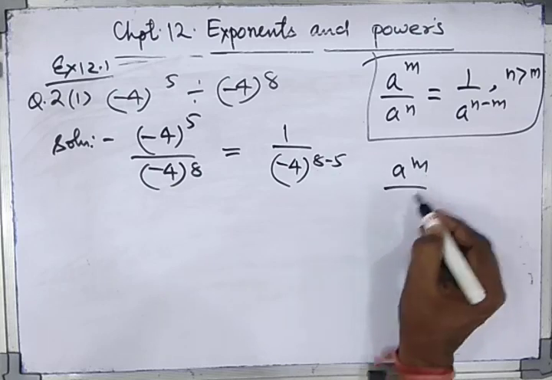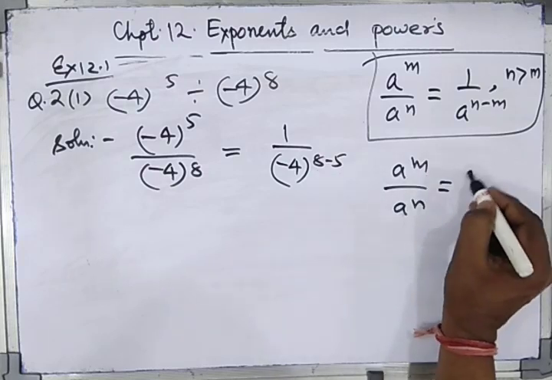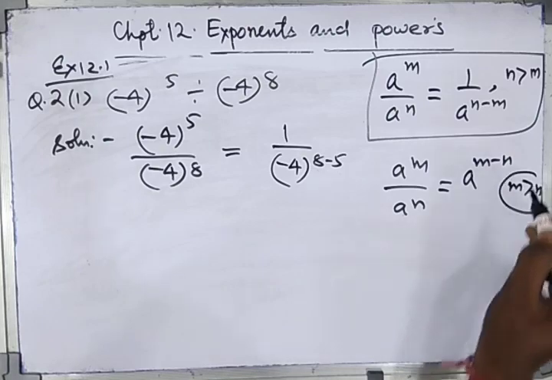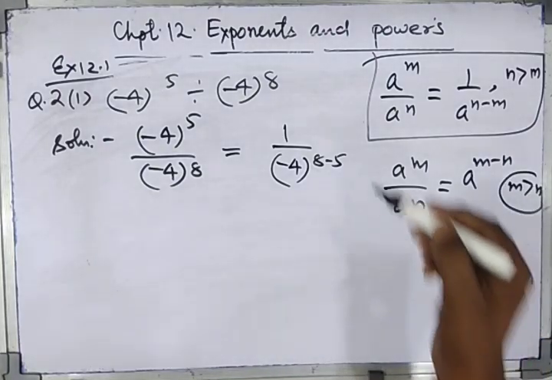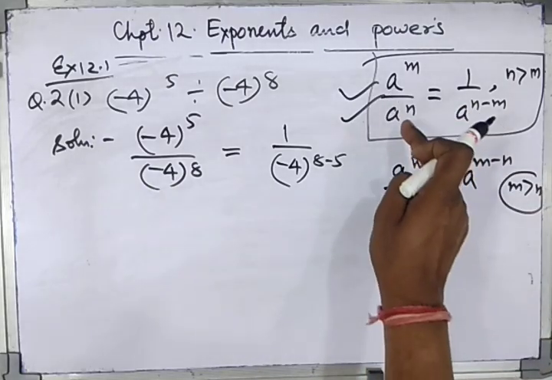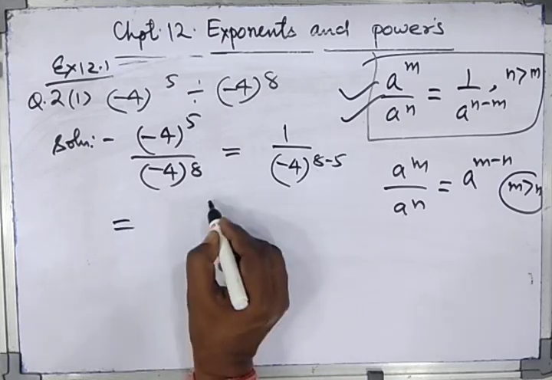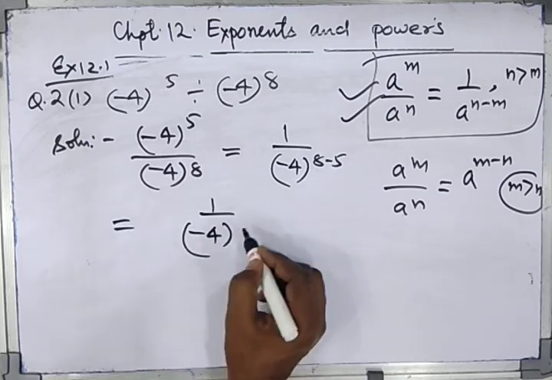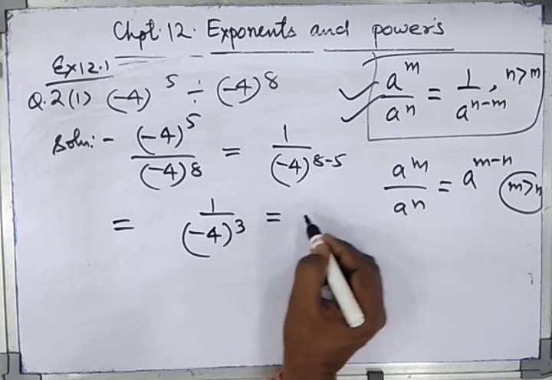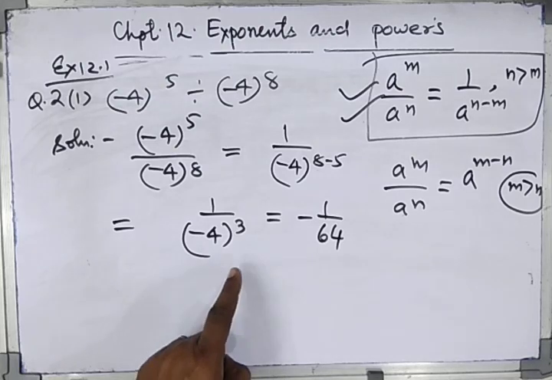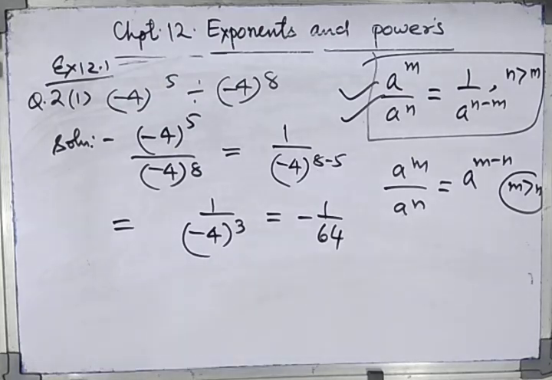If m is greater than n, then use the other formula. But according to the question, use this formula because n is greater than m, 8 is greater than 5. So this will be equal to 1 by minus 4 cube. It means minus 1 by 64: minus 4 into minus 4 into minus 4 is minus 64, students. So this is the answer.